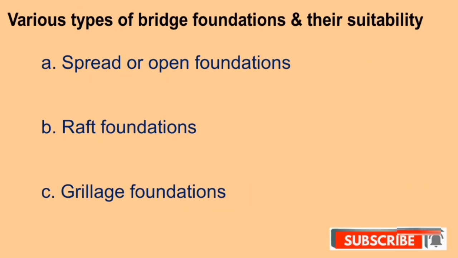Now, various types of bridge foundations and their suitability. First one, spread or open foundation. It is best suited in situations where hard soil is available within 1.5 to 3 meter below the bed level of the water course and when the shoring is minimum.